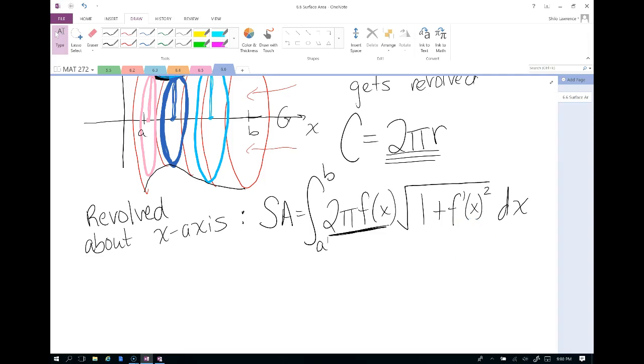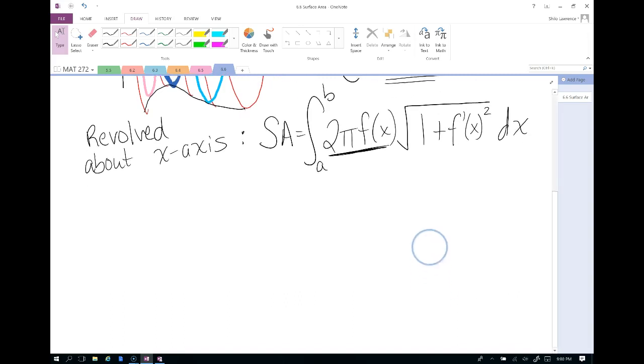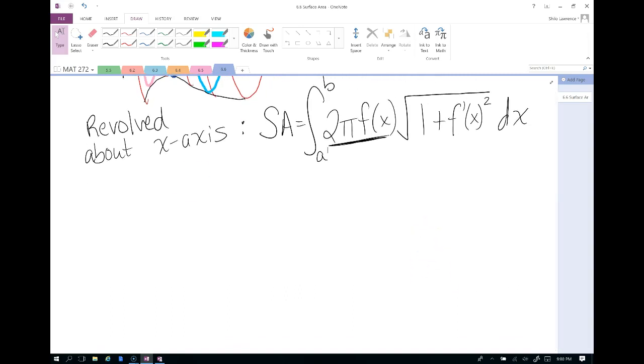So that is our surface area formula for when we revolve f of x about the x-axis on the interval A to B. It's going to change slightly when we revolve around the y-axis. So before we look at any examples, let me show you what it looks like around the y-axis.